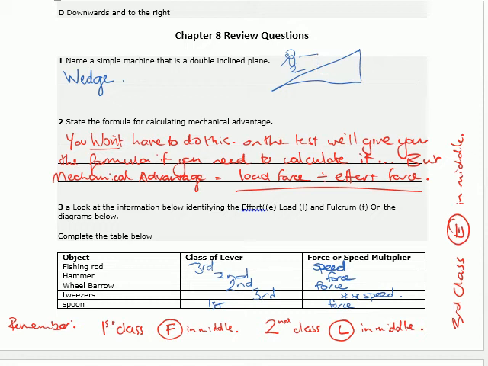Only one side of the ramp is being used, only this upward edge is being used, therefore it's a single inclined plane. Now, we also have things like, for example, an axe head, where both edges of that ramp are being used. Therefore, that is a double inclined plane, and we call them wedges.